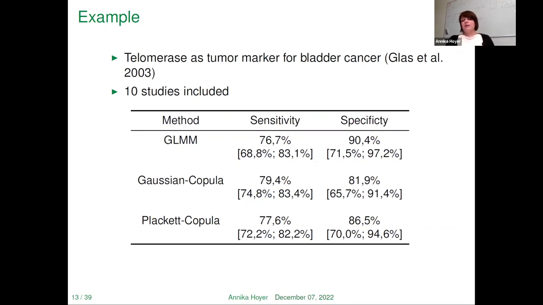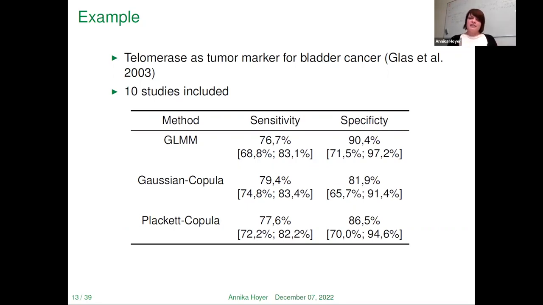And this is something that we have confirmed in a simulation study. So we performed a huge simulation study comparing our different approaches. And it turns out that in terms of bias or coverage or the mean squared error, the copula model is comparable and sometimes favorable compared to the generalized linear mixed model. But especially with respect to numerical robustness and convergence, we have seen that the copula model is more stable compared to a mixed model.